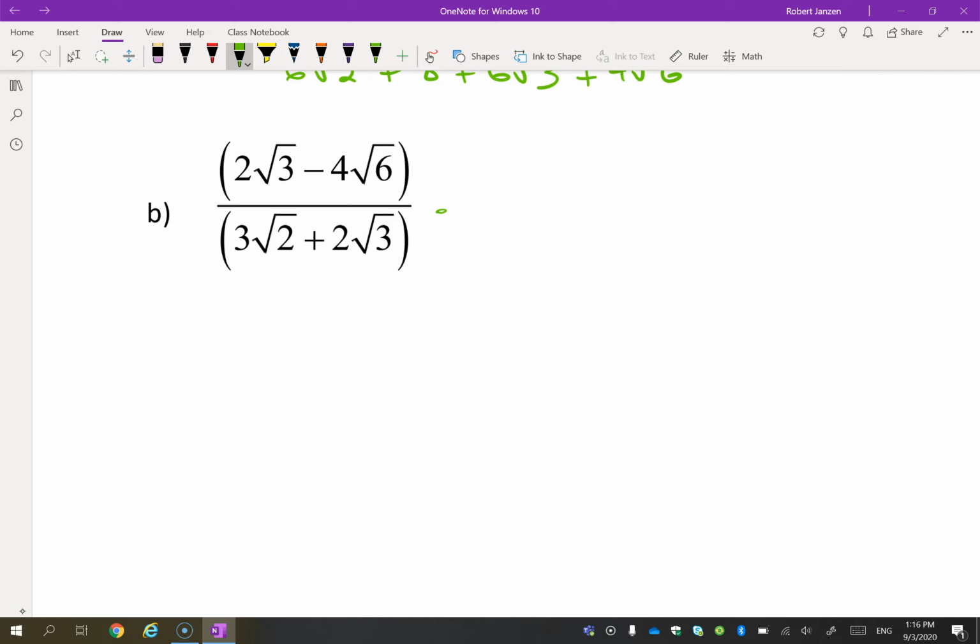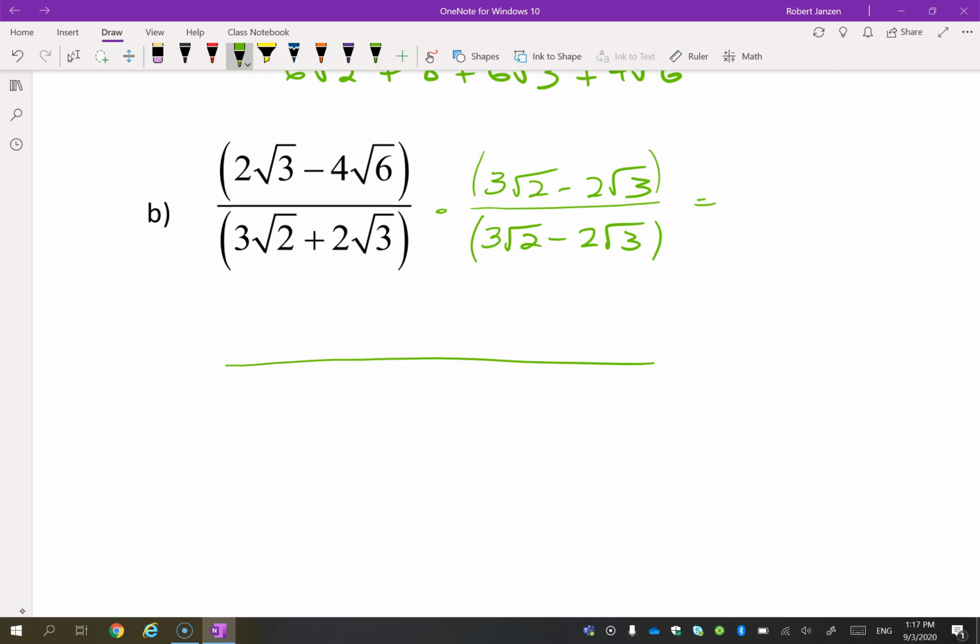Let's try another one. You try this one, so take a pause. What are we going to multiply by here? 3 root 2 minus 2 root 3. So that's the conjugate of the denominator. Again, I'm going to multiply the denominator first just to make sure that I got it right. So 9 root 4. And since I know it's a conjugate, I know the middle terms are going to cancel out. I'm not going to write them. I've done it correctly.